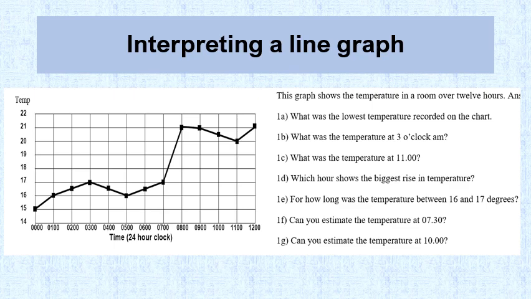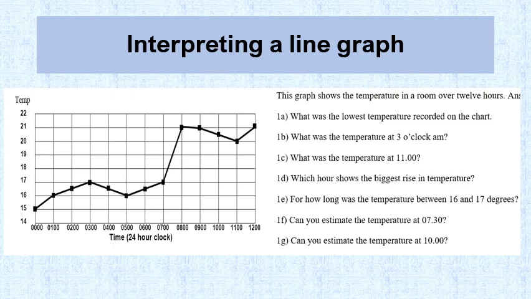Final question, can you estimate the temperature at 10 o'clock? So look at the time, 10 o'clock, and we're going to estimate. That means take a guess. And if we go straight across, it's in between 20 degrees Celsius and 21 degrees Celsius. And I would estimate it to be 20.5 degrees Celsius.